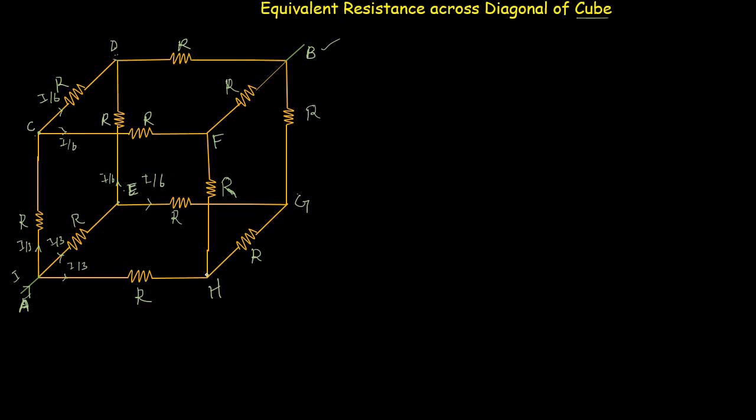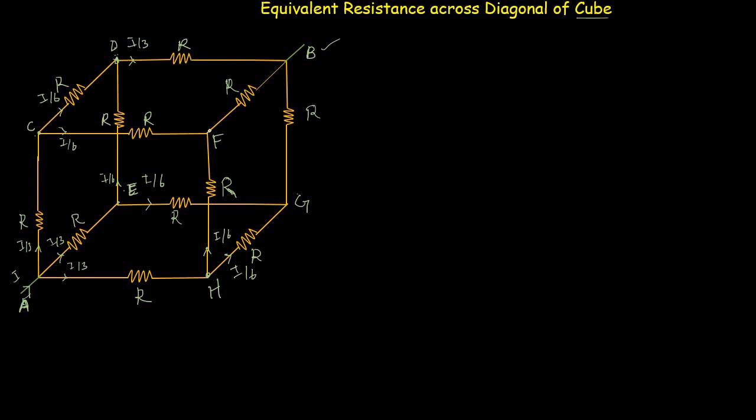The same is the case for node H. The current will be divided equally due to the symmetry, so the current through this resistor will be I divided by 6, and the current through this resistor will also be I divided by 6. Now at point D, these two currents, I divided by 6 and I divided by 6, will meet up again and make a current I divided by 3.